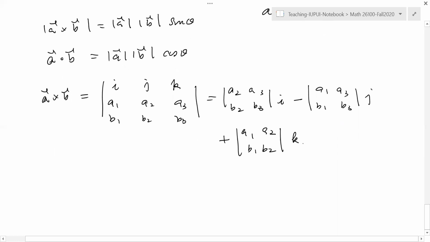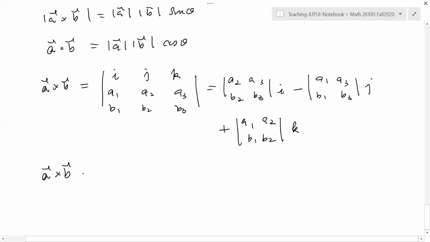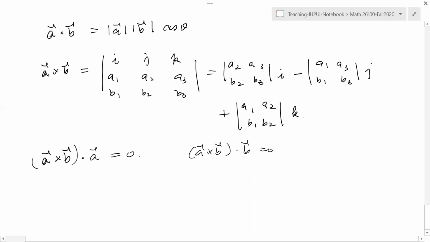So this is a formula. Perpendicular means the dot product with A is going to be 0, and the dot product with B is also 0. Now, what is the dot product? The dot product is just A1 B1 plus A2 B2 plus A3 B3. It's just a number.